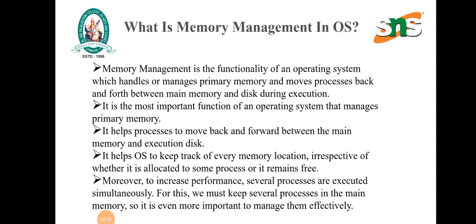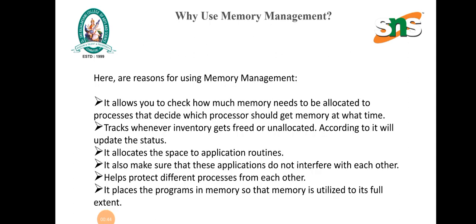One of the most important functions of an operating system is managing primary memory. It helps processes move back and forth between main memory and the execution disk. It helps the OS keep track of every memory location and perform several processes. With several processes in the main memory, it is even more important to manage them effectively.